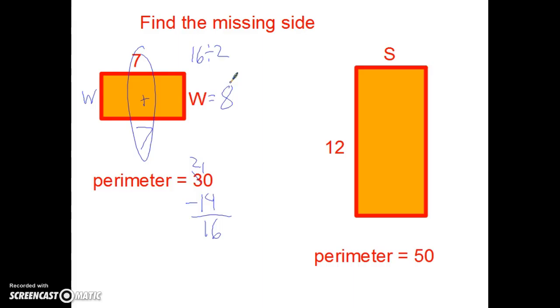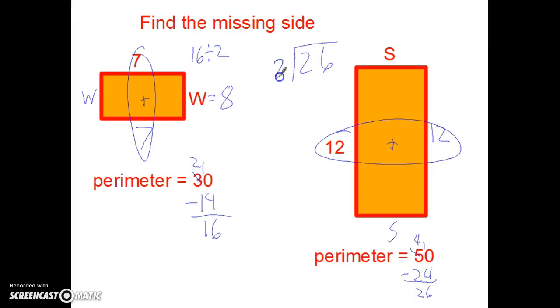Let's come over to this one. We got the same kind of thing going. Perimeter's 50. So this side must be 12 and this side must be S. 12 plus 12 gets me 24. When I subtract, I'm at 26. Remember, I got two sides to divide it between, so 26 divided by 2 is going to go 13 times. So S equals 13. Oh yeah, 13 and 12 would be 25. 25 and 25 is 50.